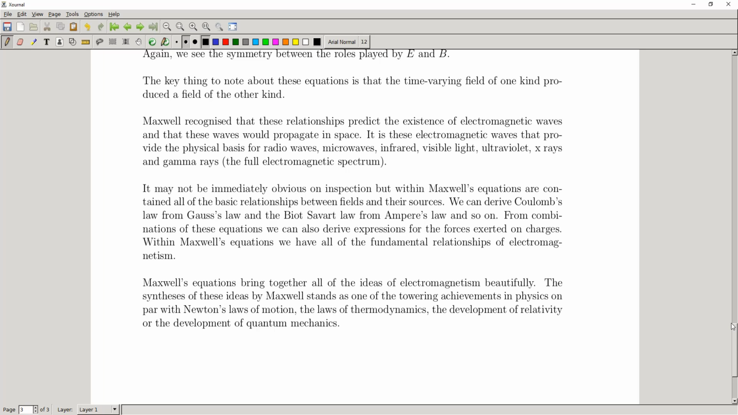So again, like I mentioned before, Maxwell was the one that noticed that these equations bring together all these ideas in this beautiful way, and this synthesis of these ideas by Maxwell is really one of the biggest achievements in physics, and it stands on par with things like Newton's laws of motion, the laws of thermodynamics, and I list a couple of others here, like the development of relativity and the development of quantum mechanics, both of the latter ones coming in the 20th century, right?